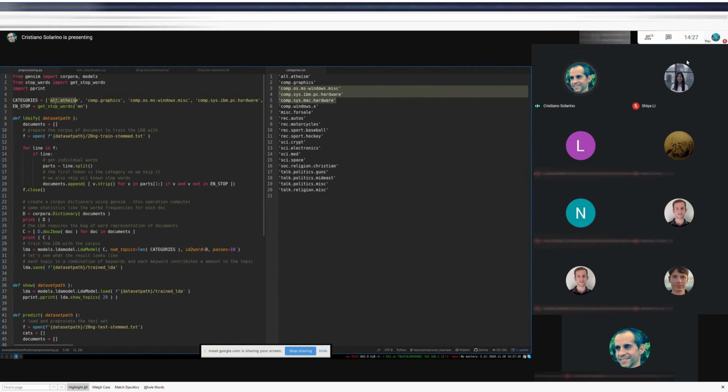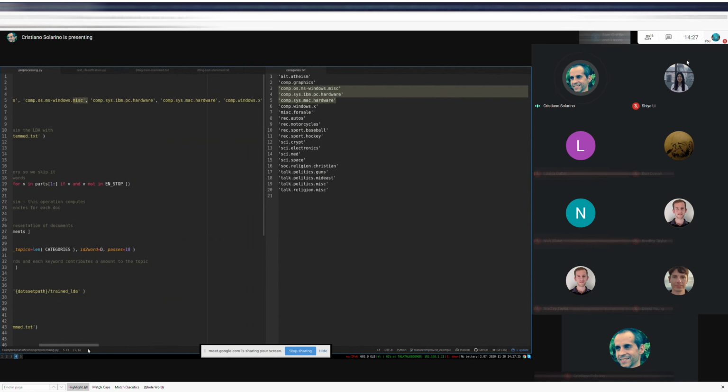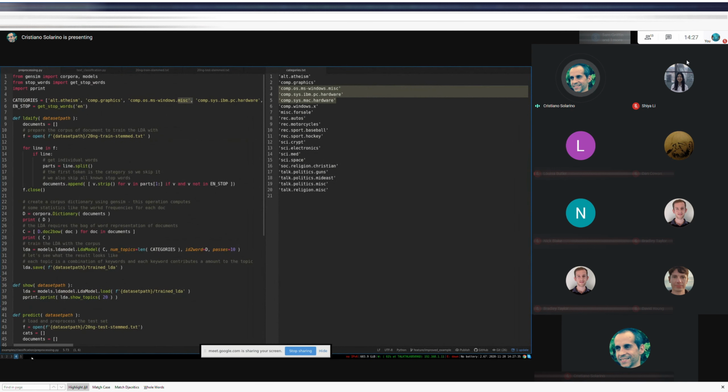So the examples are alt.atheism, comp.graphics, Windows miscellaneous. There's some about hardware, some for sale, motorcycles, autos, baseball, hockey, electronics. And it's 20 of them. And they've just scraped some messages posted in these groups, and cleaned it up for us.